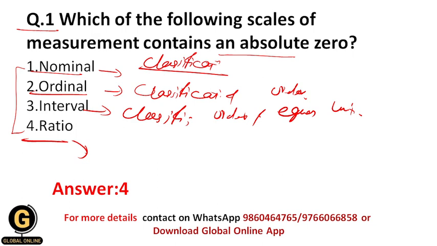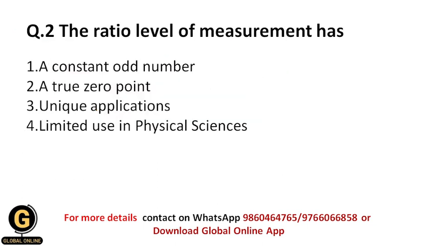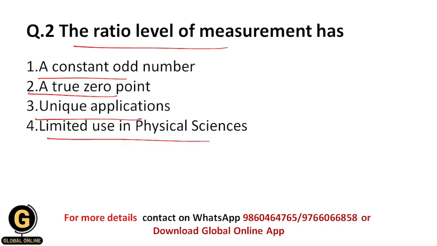Okay, and that's why your correct answer should be 4, that is ratio scale. Next, the ratio level of measurement has what? Whether a constant odd number, whether a true 0 point, or whether unique applications or limited use in physical sciences.